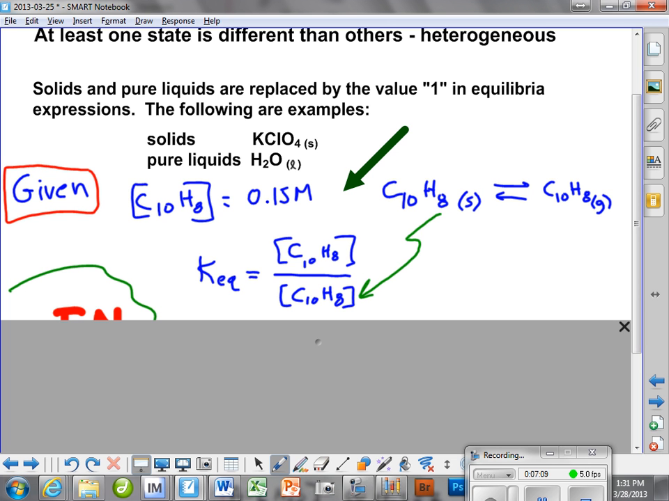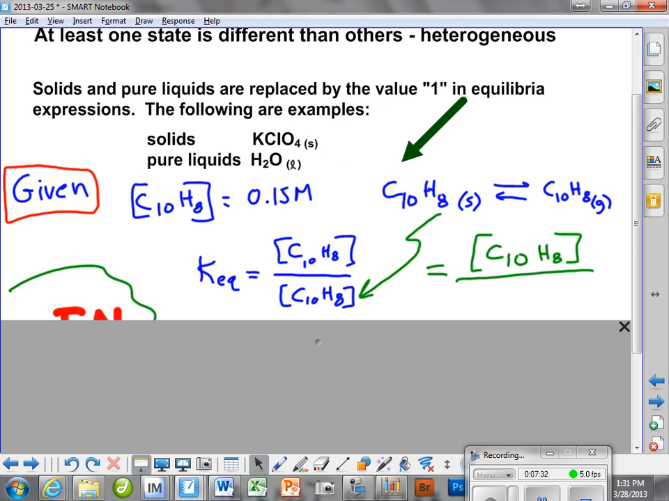Okay, so let's rewrite this now. C10H8 with the brackets. Now, what's going to be on the bottom? What do you think, Paul? C times... now, don't forget this. What's going to be on the bottom? 1. Very good, Paul. You went right to it. Excellent. That's what we mean by making the value 1.